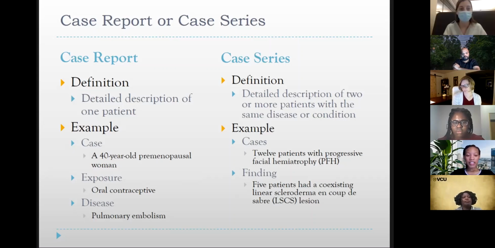A case series is an extension of the case report. So that's a detailed description of 2 or more patients with the same disease or condition. An example in the literature is where there were 12 patients with progressive facial hemiatrophy, and 5 of those patients had a coexisting linear scleroderma en coup de sabre lesion. What the authors concluded from this case series was that there's a suggested close relationship between these 2 conditions. However, as you can notice, they did not include a comparison group. So this is why it would be under the descriptive category.